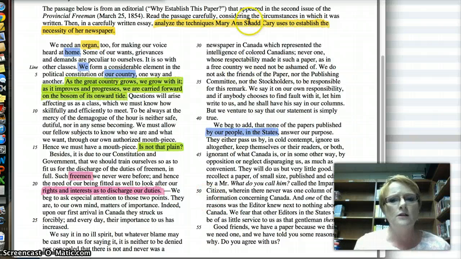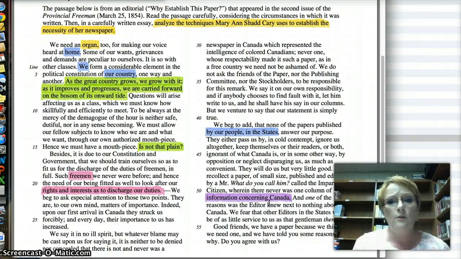Well, why would information concerning Canada be important? Well, I think that's pretty simple. In 1854, that was one of the safe havens for freed men and fugitive slaves. Okay.